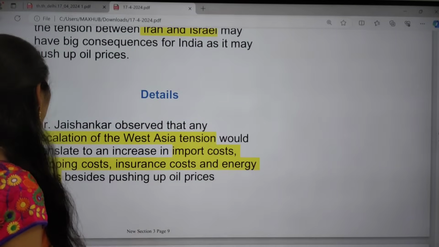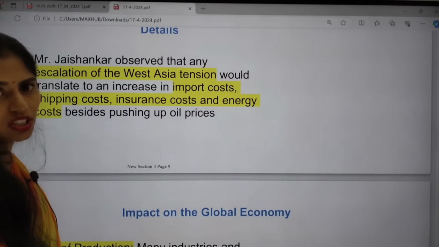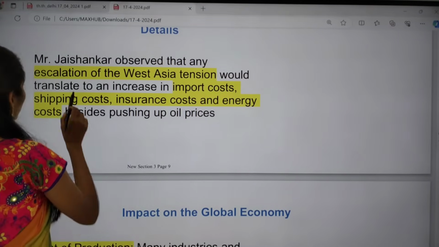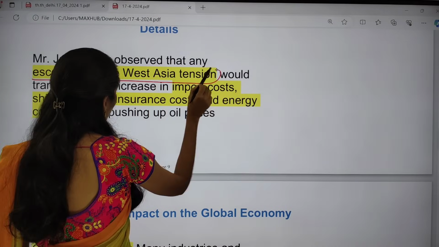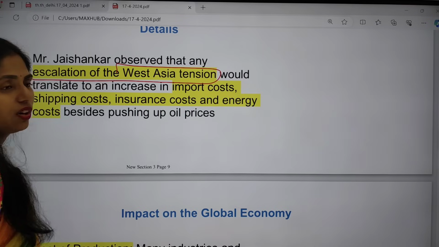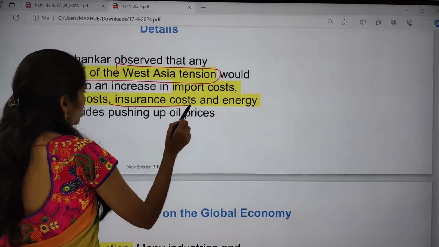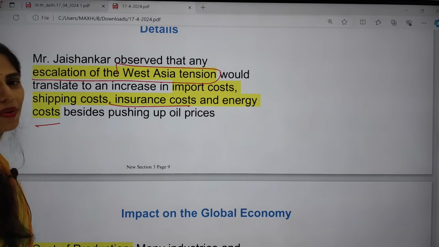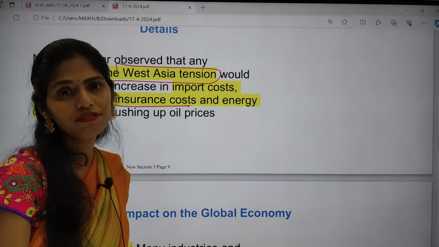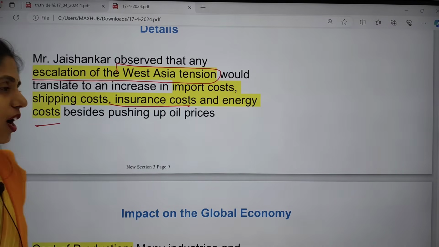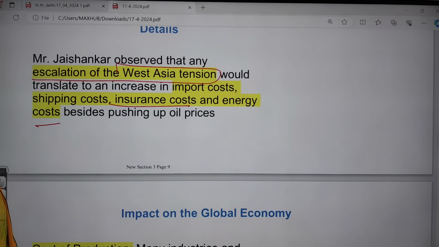So if you see the details, it says that Mr. Jaishankar observed that if there is any escalation of tensions in West Asia, that would translate to increased import cost, shipping cost, as well as insurance cost and energy cost. Besides, there is a rise of oil prices. So oil price will be increasing, and import cost and shipping cost, okay, as well as insurance cost, energy cost, everything is going to increase.